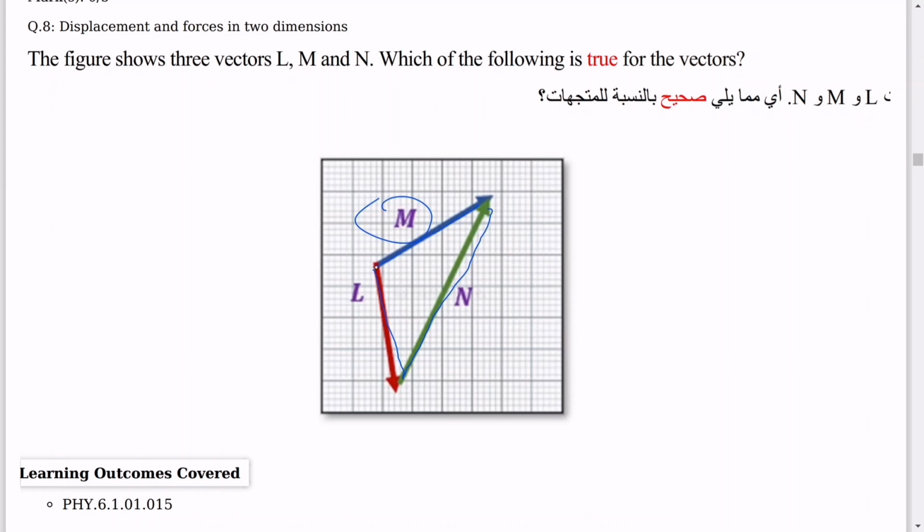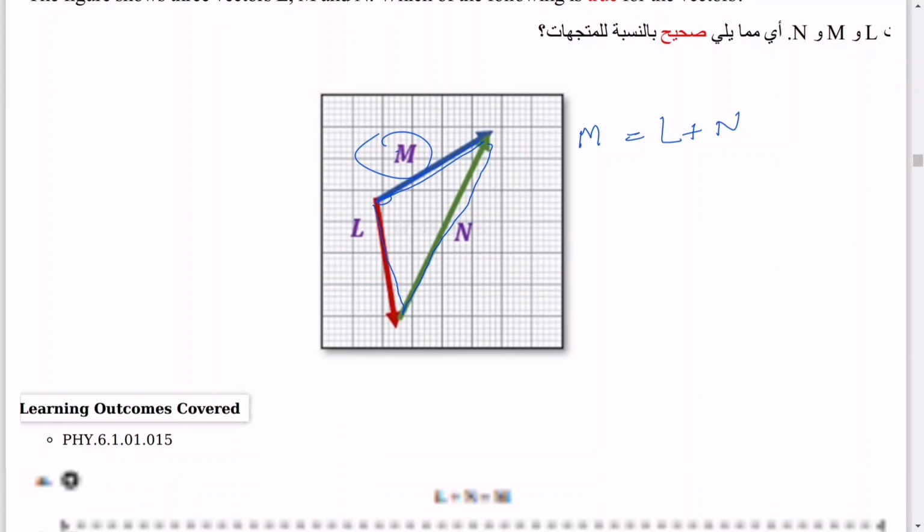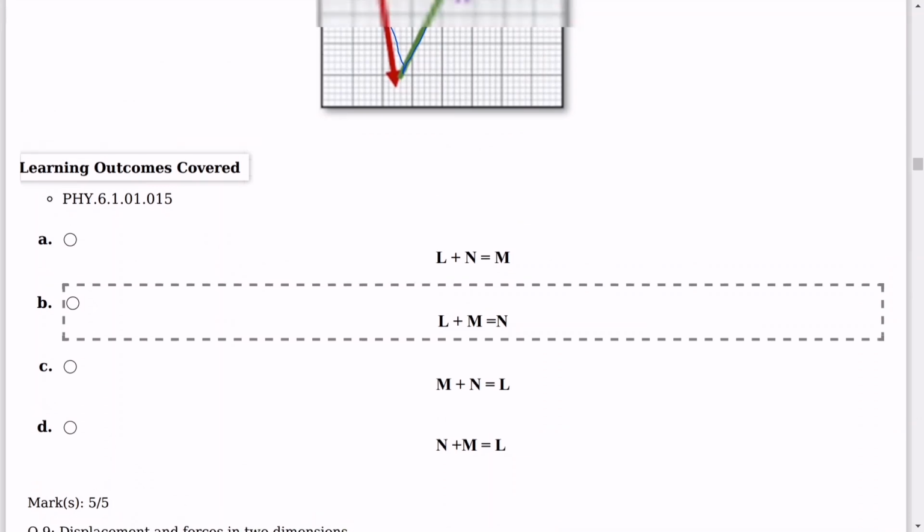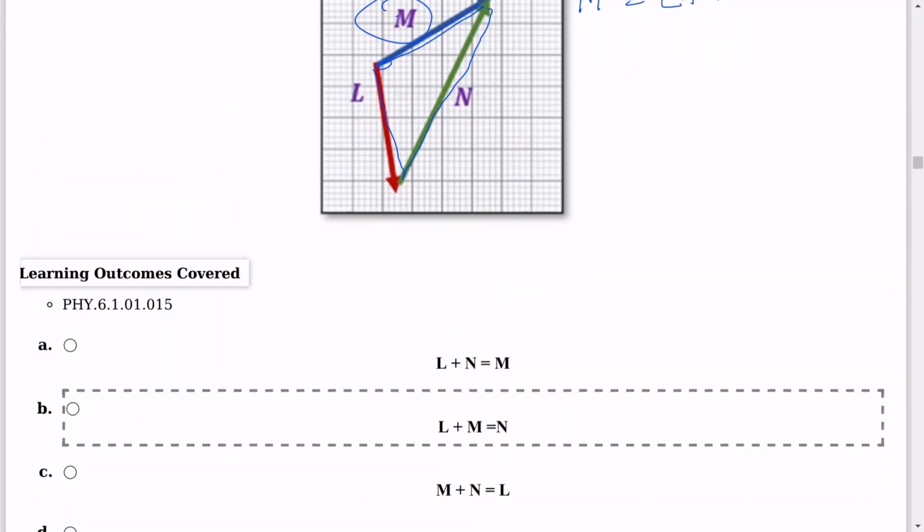See here, L is going, and this is the continuation, right? See the arrow continuation, head going like this, right? So this is the head, and then the tail. Head is joining with the tail, like it's going. See here, head and head join means this one is in the opposite direction, right? So this M is the resultant. So what I can write is M is equal to L plus N, because M is the resultant. M is equal to L plus N. So this is the answer.